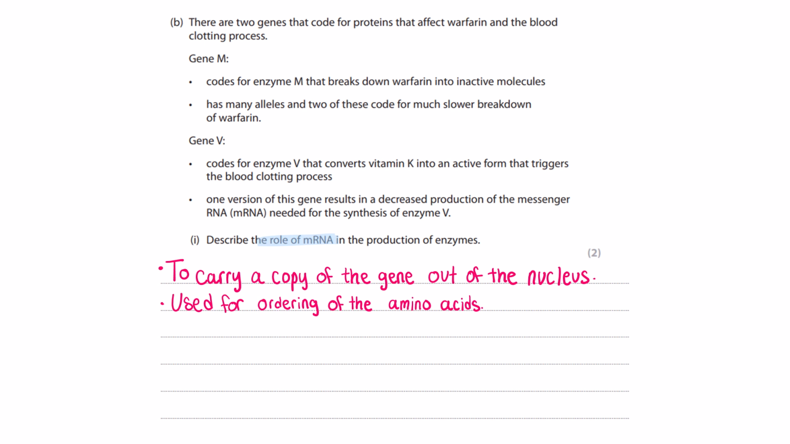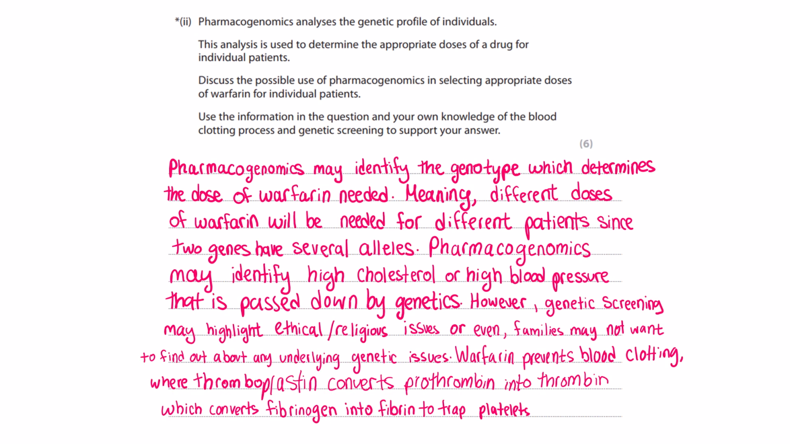Okay, describe the role of mRNA in the production of enzymes. They could also ask you, describe the role of mRNA in the production of proteins. These two questions are perfectly fine, and you must know the function of mRNA and its role. So, mRNA is needed to carry a copy of a gene out of the nucleus, where transcription occurs, and then used for ordering of the amino acids.